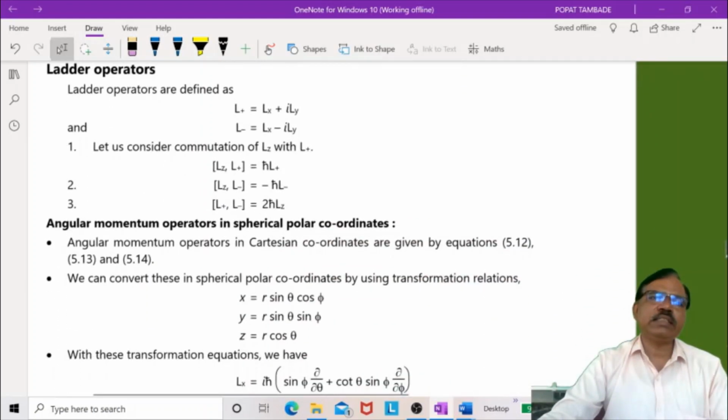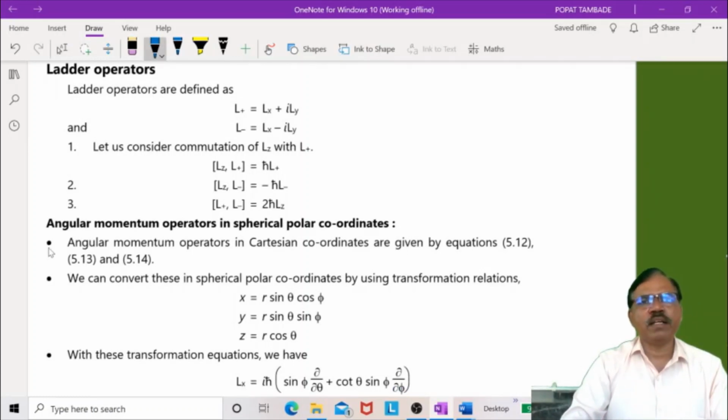Now we have the next set of operators, that is L plus. This is called a ladder operator. L plus is Lx plus iLy, and L minus is Lx minus iLy. These are also called raising and lowering operators respectively. If we take the commutator bracket of Lz with L plus, we get ħ L plus. Lz with L minus, we get minus ħ L minus. And the commutator bracket of L plus with L minus is 2ħ Lz.